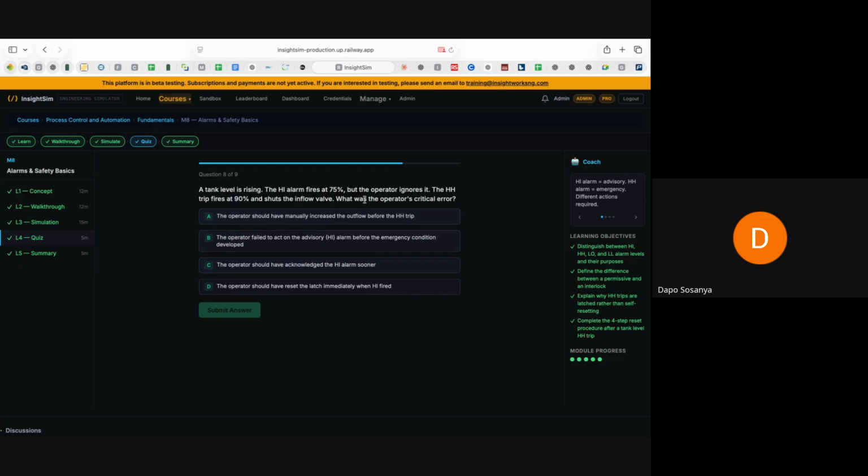Okay, what was the operator's critical error? The operator failed to act on the advisory alarm before the emergency condition developed. The operator should have acknowledged the I alarm. The operator should have reset the latch immediately. Definitely not D, not C. So now, again, let's look at it. A is a possibility to prevent the II alarm, right?